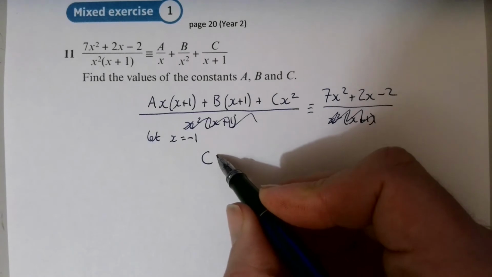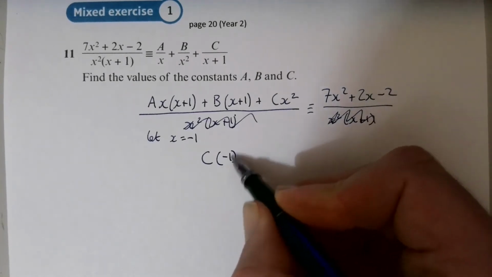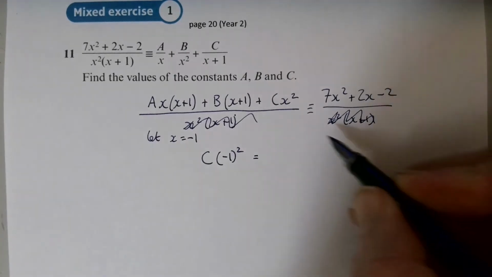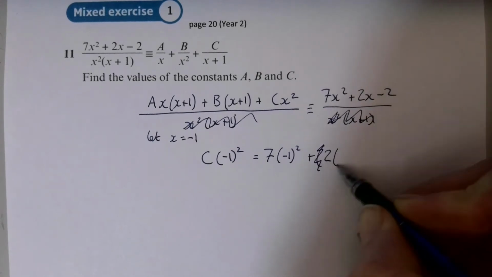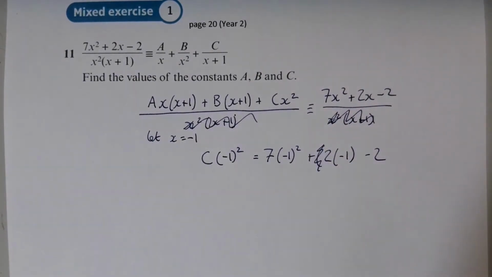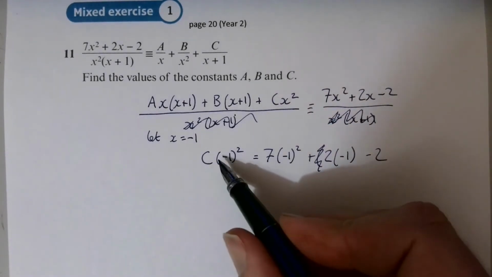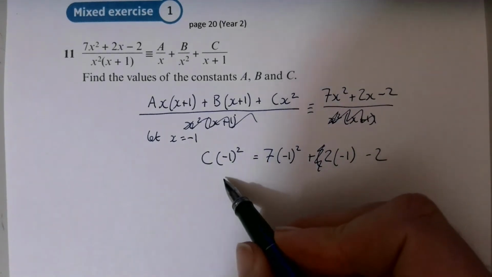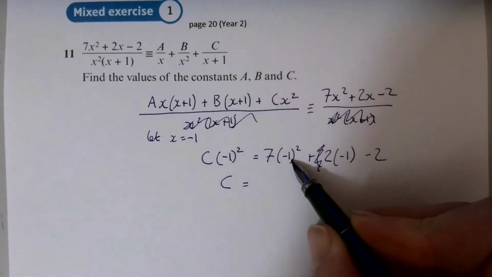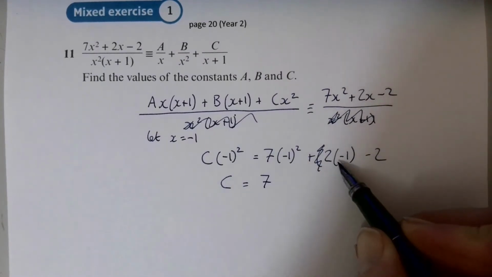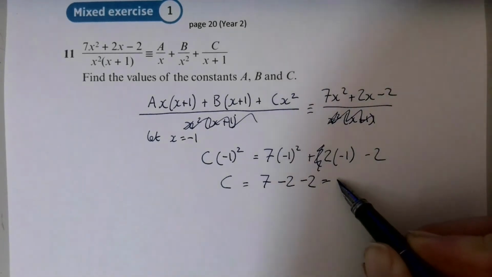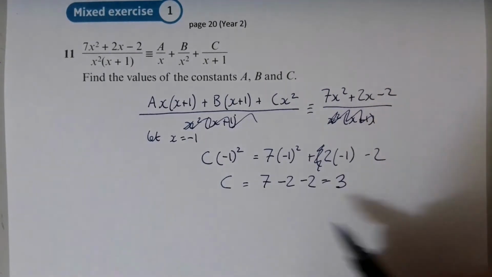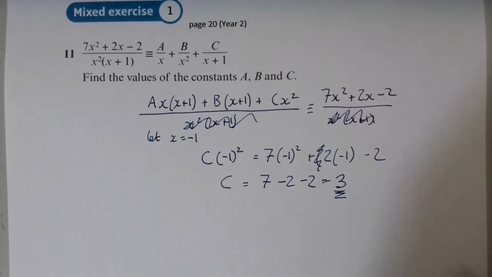But we know that x is -1, so I'm going to put that just there as my working, and I'm going to have 7 times -1 squared plus 2 times -1 take 2 at the end. And if I multiply that out, negative 1 squared is just 1, isn't it? So that'll give me c, that's 1 as well. So I'm going to have 7, 2 times negative 1 is negative 2, take 2 again, which is the same as taking 4. So that gives me c as being equal to 3.